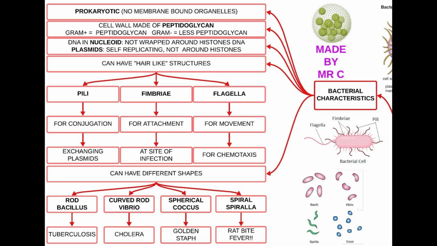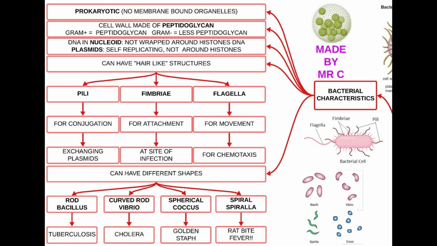Bacteria are prokaryotic in that they've got no membrane-bound organelles. They do have a cell wall made of peptidoglycan, and gram-positive bacteria have a lot of peptidoglycan in their cell wall. Gram-negative bacteria have a lot less peptidoglycan in their cell wall.